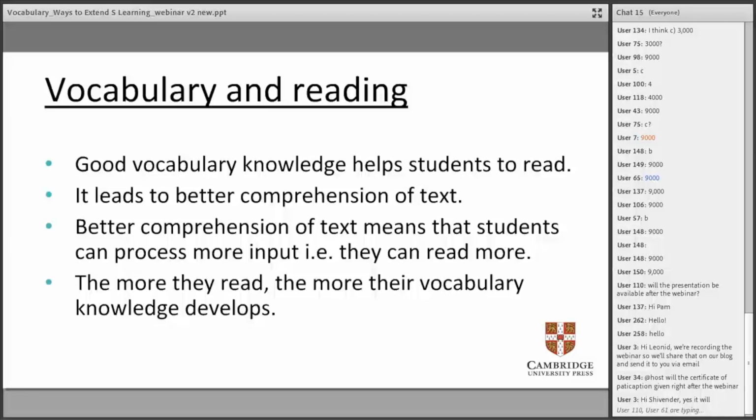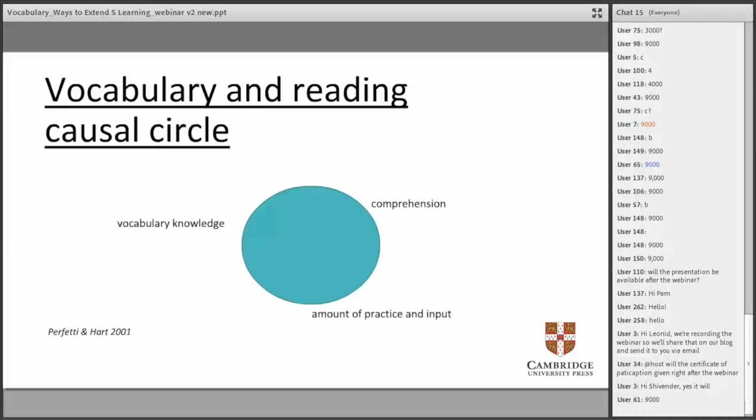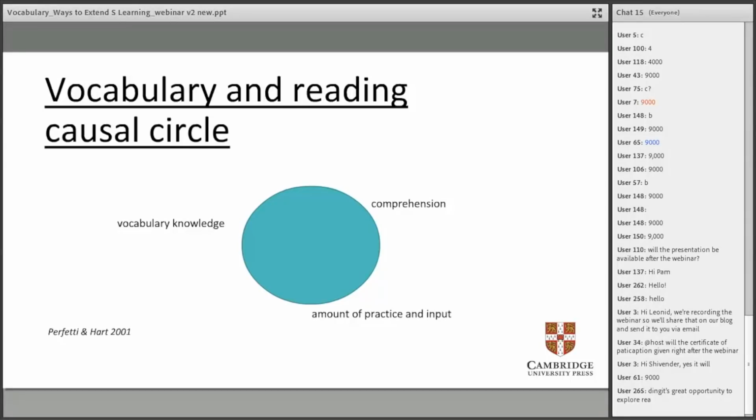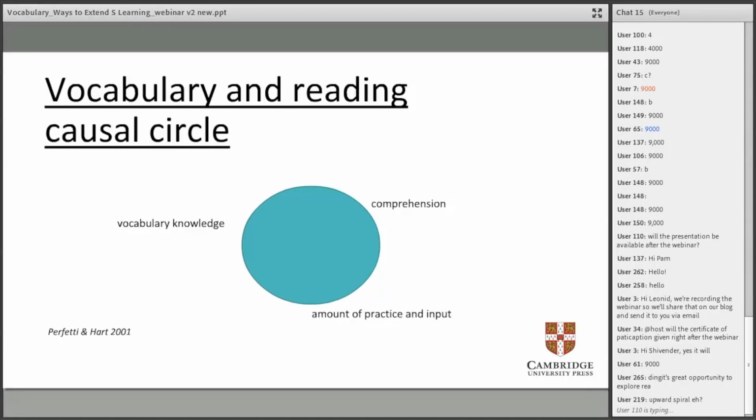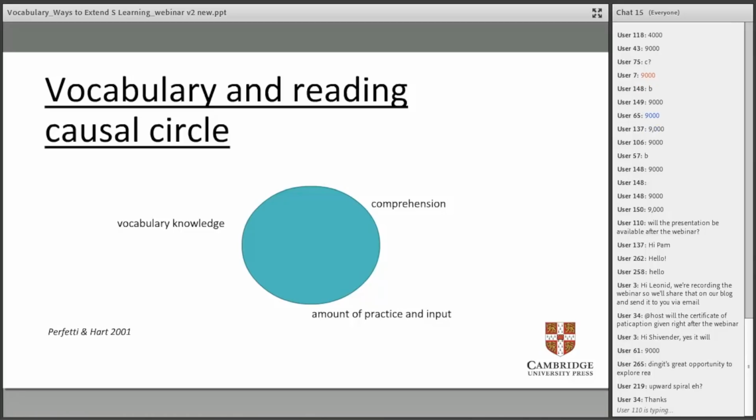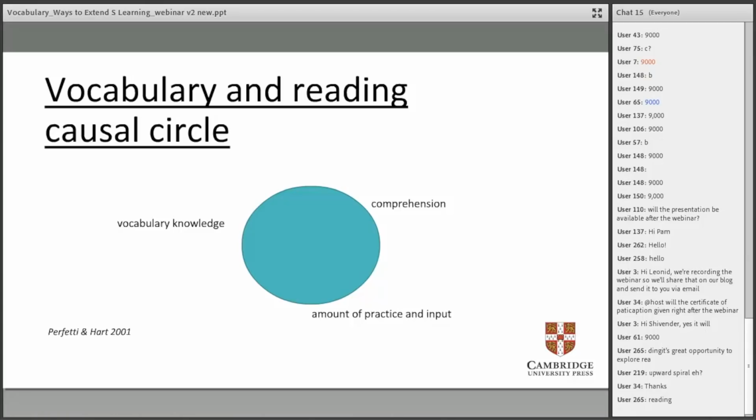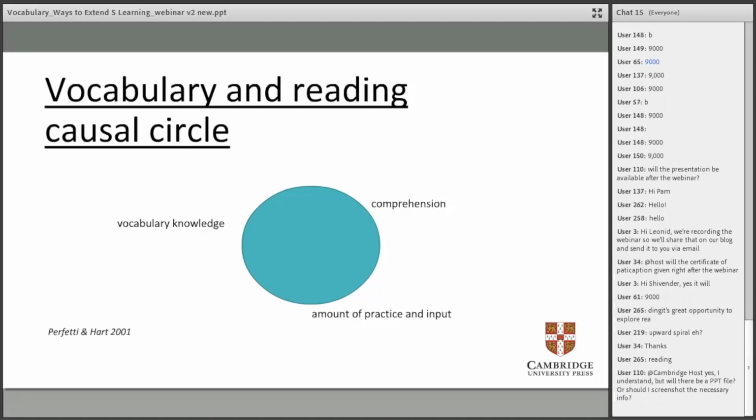Looking at these steps, another way of perceiving this is what I would call a causal circle. So again, you start with vocabulary knowledge, as you can see on the left-hand side. Then that aids comprehension. So if students understand well, they can read more, which means they get more input and therefore they develop vocabulary knowledge. So this reading does really help in that way.